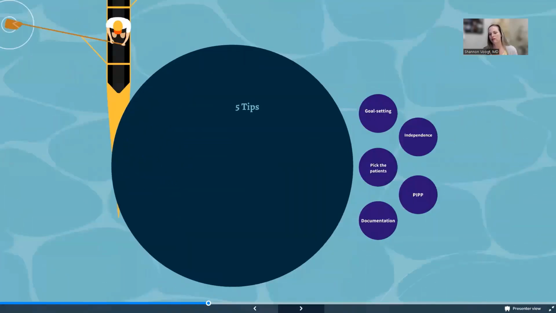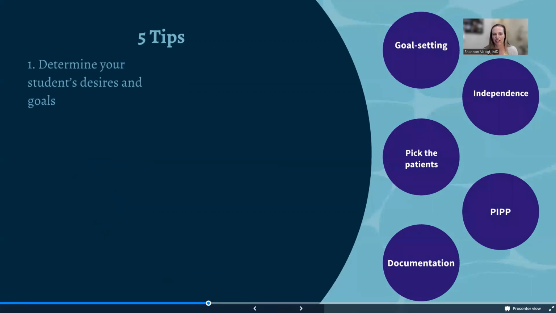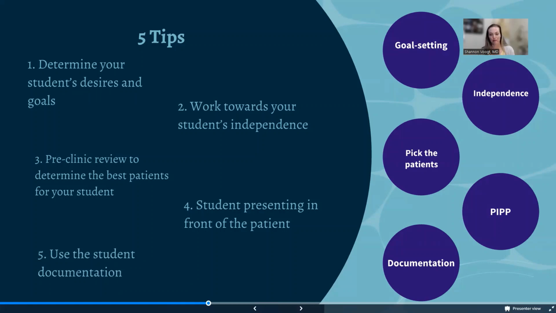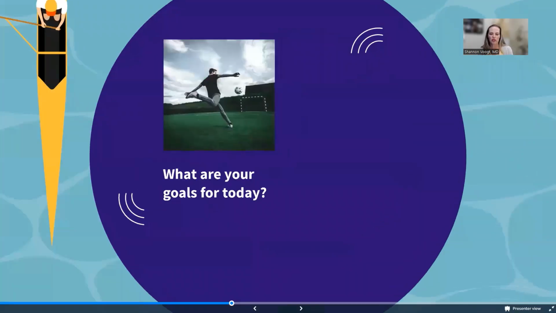So my 5 tips for incorporating your student into your clinic. Number 1 is determine your student's desires and goals. Number 2 is work towards your student's independence. Number 3 is review your clinic to determine the best patients for your student. Number 4 is have your student present in front of the patient. Number 5 is use your student's documentation for your billing. Some of these are things that benefit us, some benefit the student, and some benefit both of us.